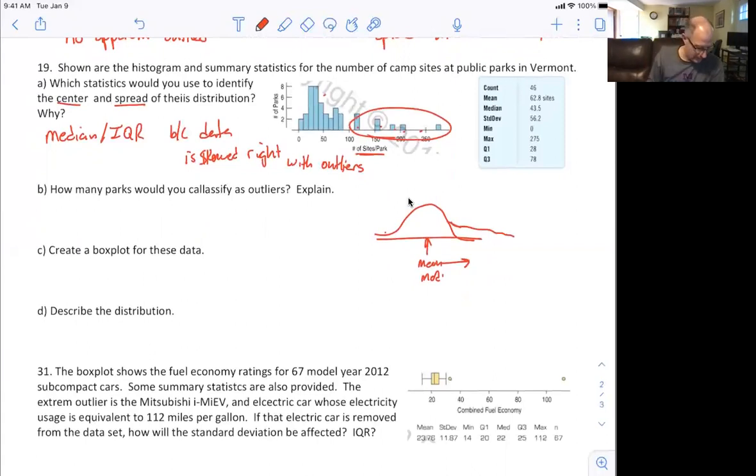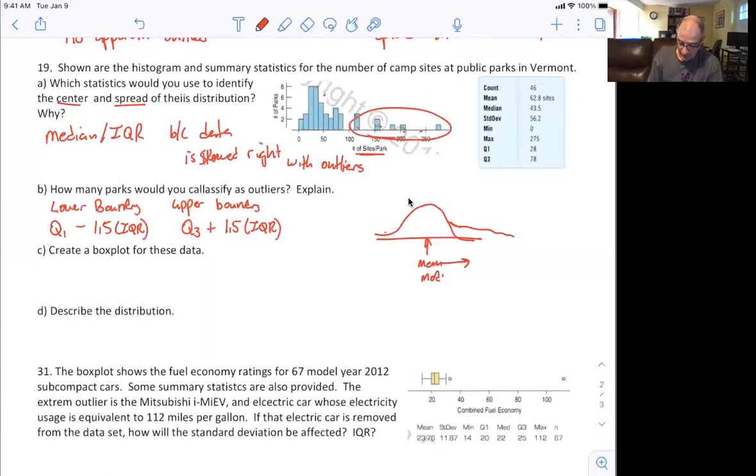However, here's how we classify outliers. We have a lower boundary that's found by taking quartile 1 and subtracting away 1.5 interquartile ranges. That would give me an outlier on the lower side. We can also have an upper boundary, and that is found by taking quartile 3 and adding on 1.5 interquartile ranges.